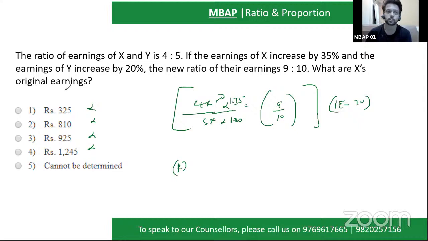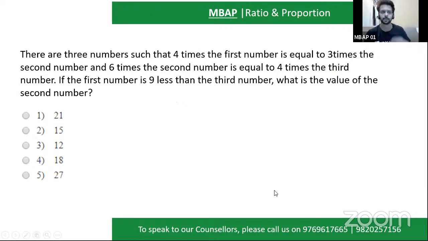And they're asking about the original earnings of X, right? The answer straight away becomes option number 5, which is cannot be determined. So one equation with two variables, I repeat, any chapter of math cannot be solved if you have one equation with two variables. The only thing which you can do is check out the ratio of the given value, which they have already given me. But I'm not interested in this. What do I want? I want the original share. So the answer directly becomes cannot be determined.